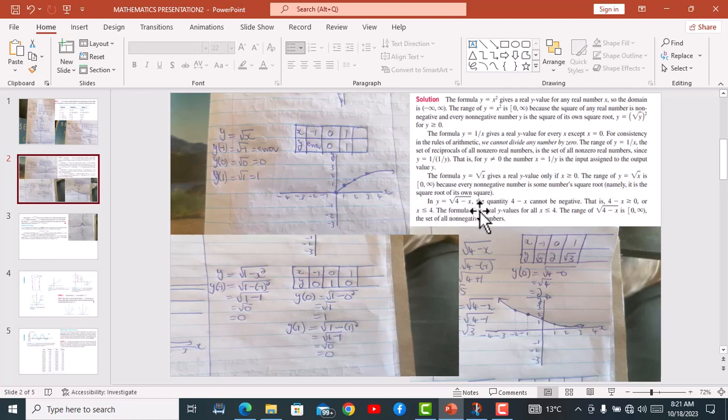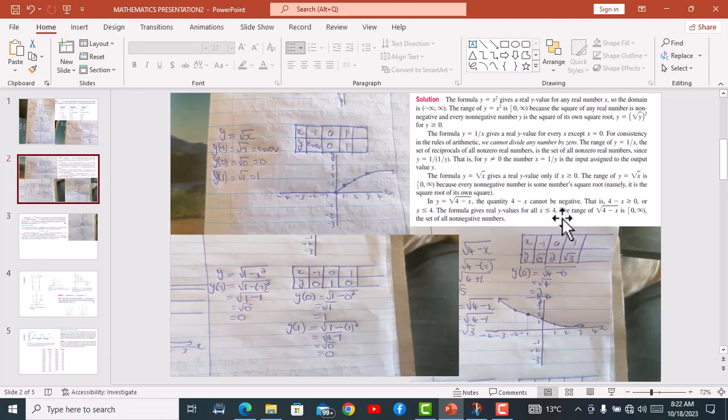Okay, in y equals the square root of 4 minus x, the quantity 4 minus x cannot be negative. That is, 4 minus x is greater than or equal to 0. I spoke about this. Or x should be less than or equal to 4. So x is defined at 4. Hence, we are saying the range is from 0 going upwards. The formula gives a real y value for all x less than or equal to 4.